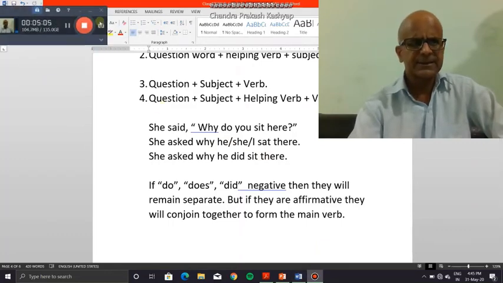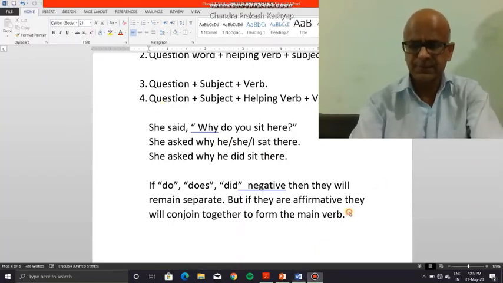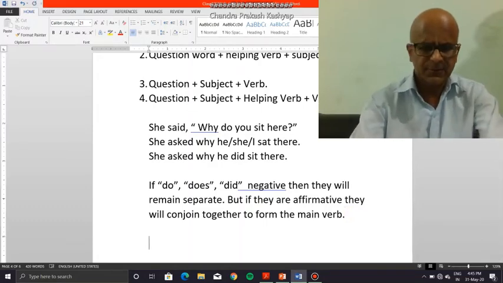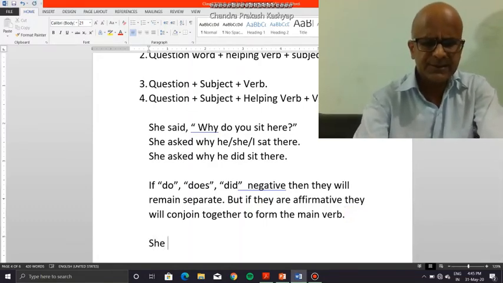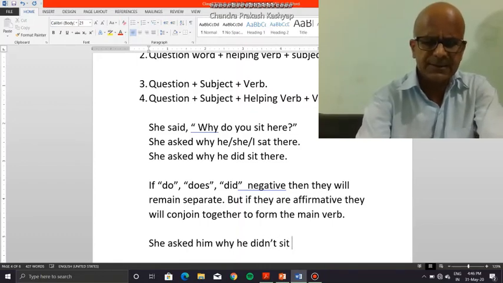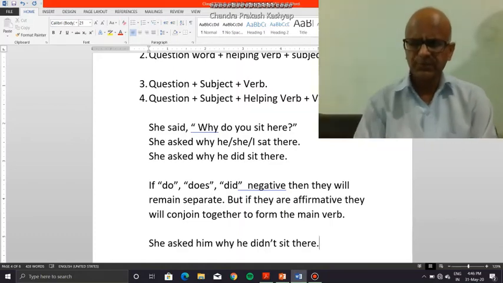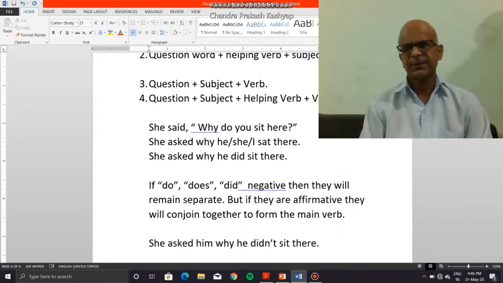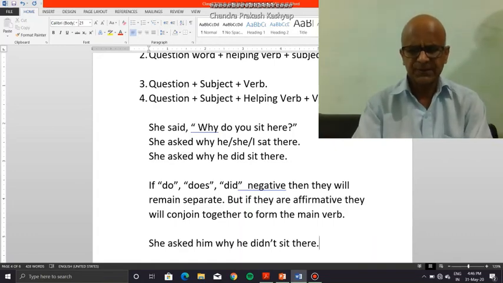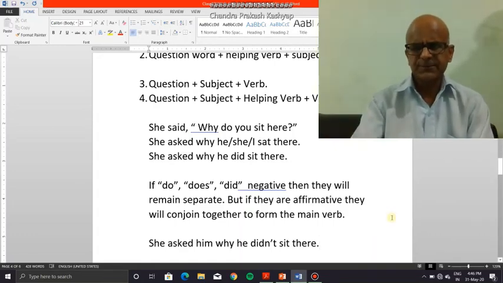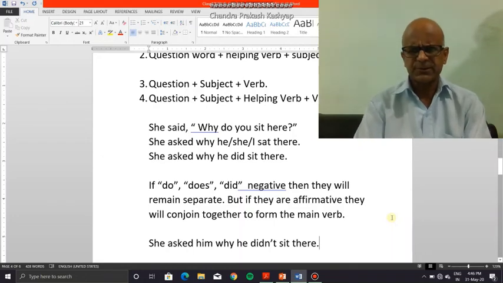Let us take, for example, I will of course say she asked him why he didn't sit there. Full stop. You see, the helping verb and the main verb have remained separate. They did not conjoin with each other. So these are a few finer details that I wanted to take you through.